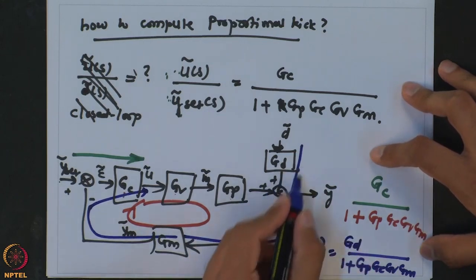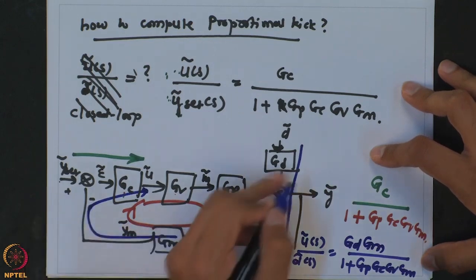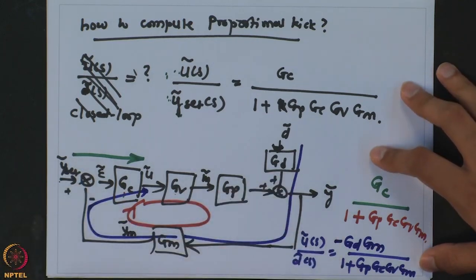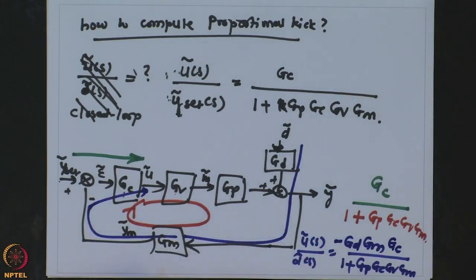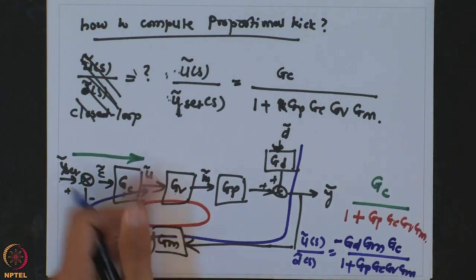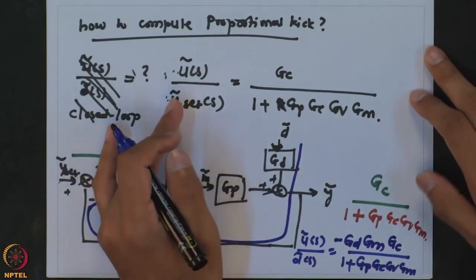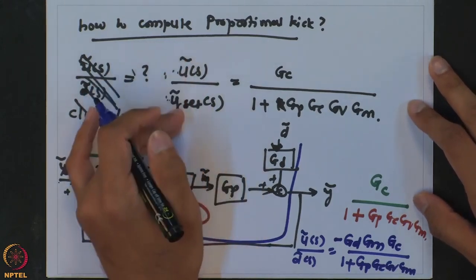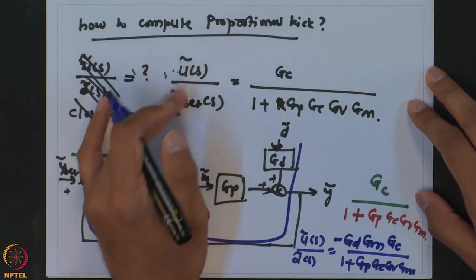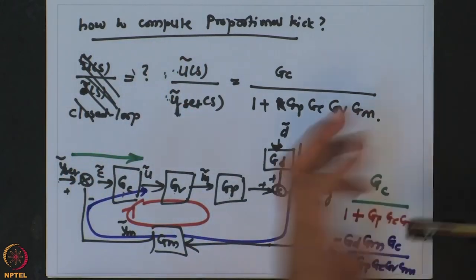So let us go through all the transfer functions. You have GD, then you have GM, and then we have a negative sign because the effect gets inverted. So you also have to carry that negative sign here, and then GC. That way you can always find the transfer function between any two variables within this closed loop system. Then, whenever there is a step change in y set, you will see that the response between u and y is a first order lead lag type of system, and that is what causes the initial value to abruptly change to a new value, and that difference gives you the proportional kick.